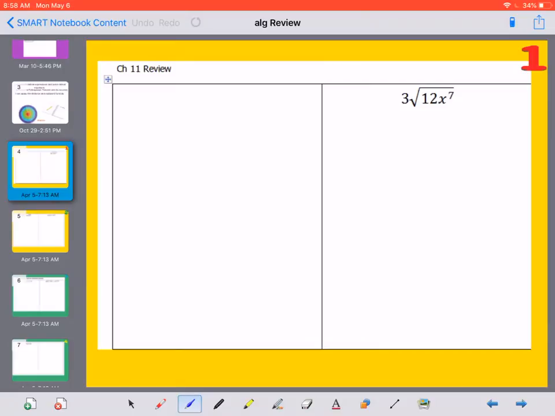We are reviewing so we are ready for our test tomorrow. The first one we're going to do is just simplifying radical expressions. So this first box on the right I left blank in case we need to add any other notes besides what we do on here.